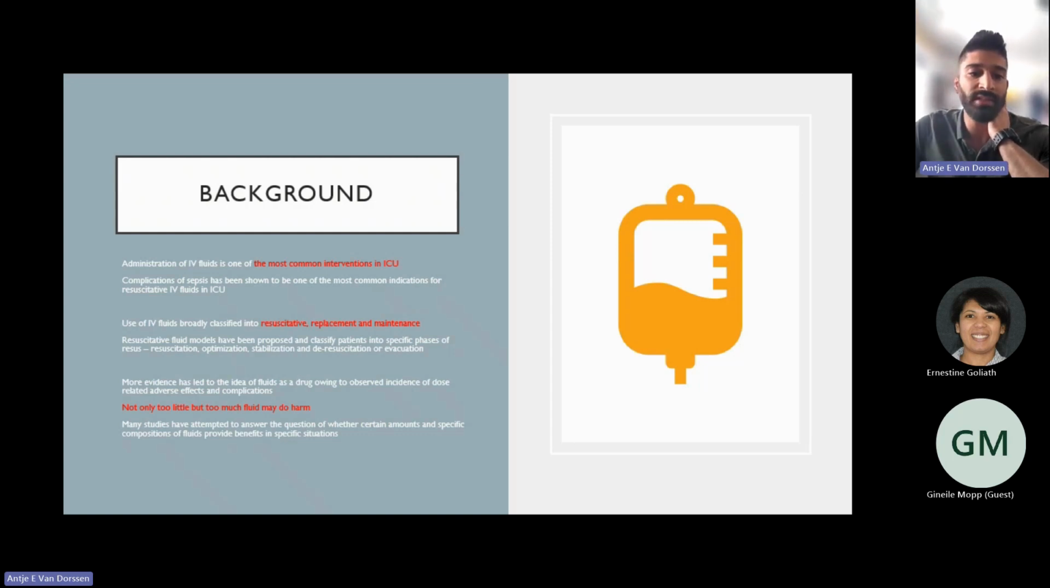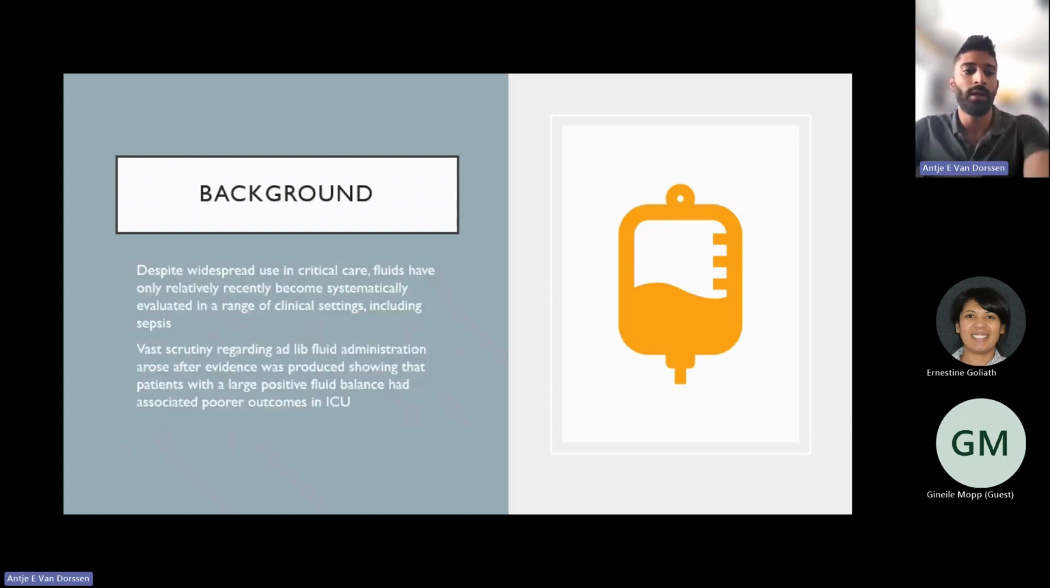The more evidence has led to the idea of fluid therapy as a drug, owing to the observed incidence of dose-related adverse effects and complications. So from this, we can gauge that not only too little fluids, but too much can actually do harm to patients. And many studies have attempted to answer the question of whether certain amounts of fluids and specific compositions of fluids provide benefits in specific situations.